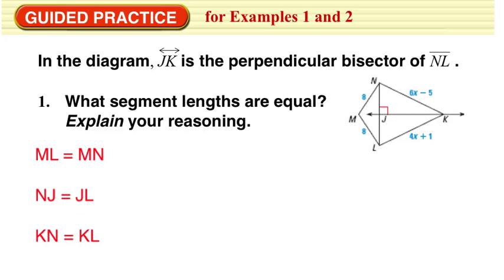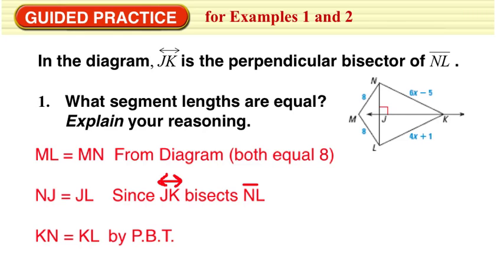The length of ML is equal to the length of segment MN. The length of NJ is equal to the length of segment JL. And the length of KN is equal to the length of segment KL. The valid reasoning for these statements would be ML and MN are equal from the diagram. They both equal 8. NJ and JL are equal because JK bisects NL. So that's the definition of bisector. And finally, KN and KL are equal by the perpendicular bisector theorem.